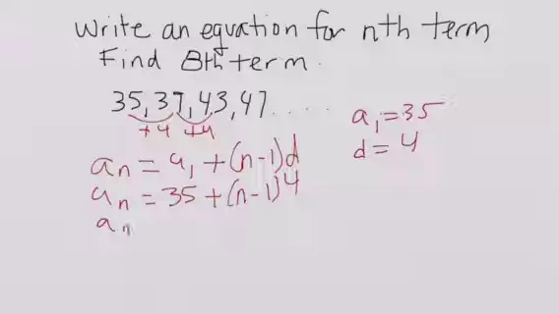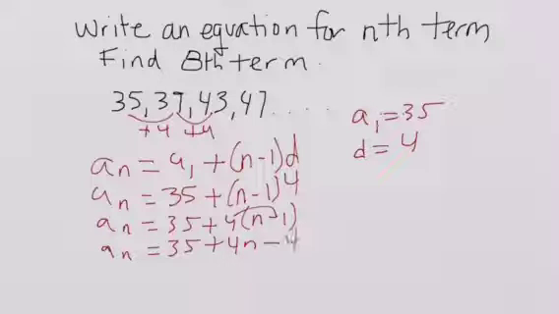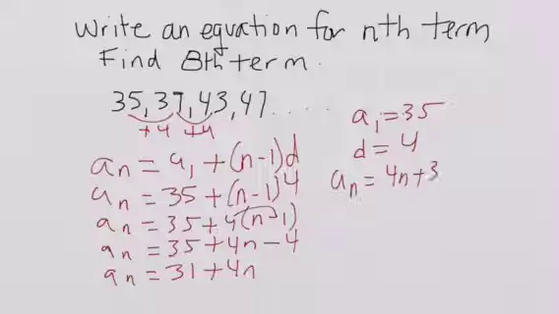So we're going to do AN is equal to 35 plus 4 times N minus 1. AN is equal to 35 plus 4N minus 4. So AN is going to be equal to 31 plus 4N. AN is equal to 4N plus 31. That's going to be our equation.